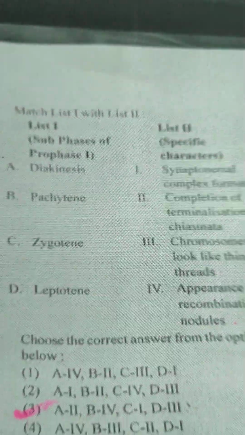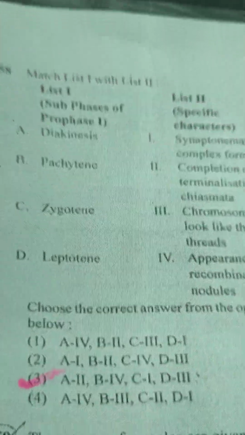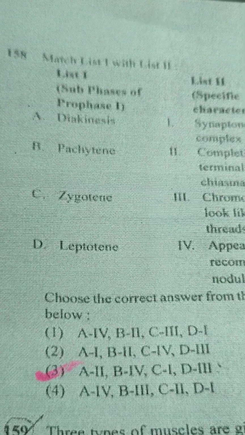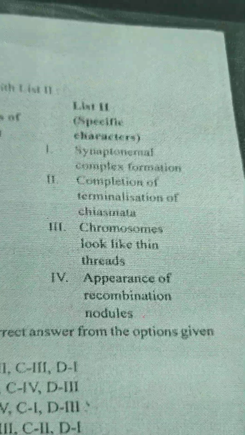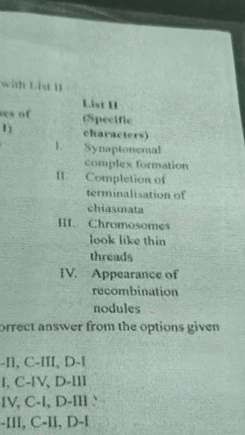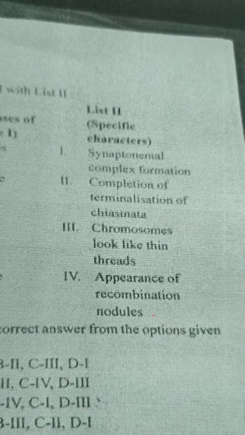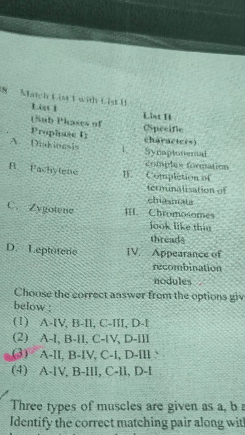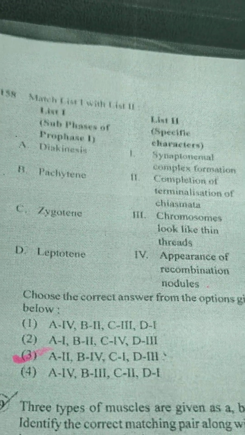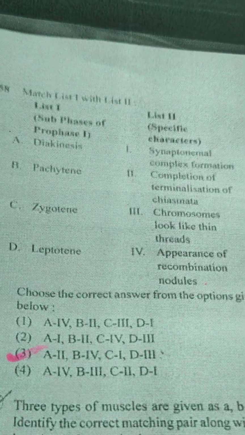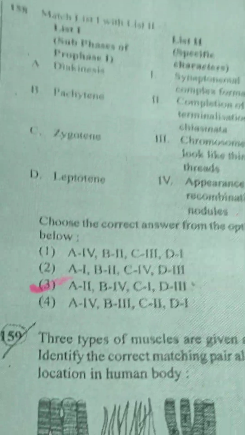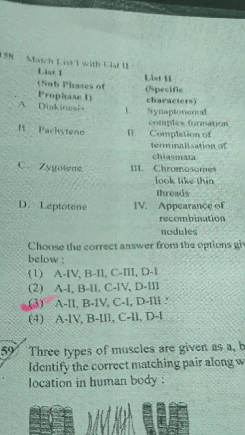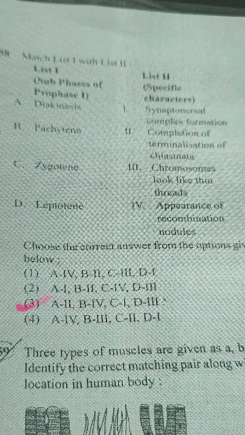Question number 158. List 1, List 2. List 1: A, diakinesis, B, pachytene, C, zygotene, D, leptotene. List 2: 1, synaptonemal complex formation, 2, completion of terminalization of chiasmata, 3, chromosomes look like thin threads, 4, appearance of recombination nodules. Correct answer is 3. A2, B4, C1, D3.